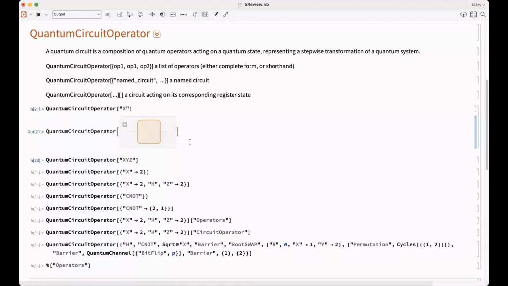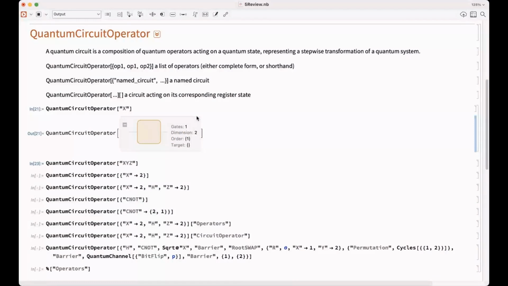Each object has a summary box. If you click on that plus sign, it gives you some more information: how many gates, what is the dimension, what is the order, and so on. So some people prefer the diagram because it gives you a better visualization. Some people prefer that summary box. Let's look at the second example.